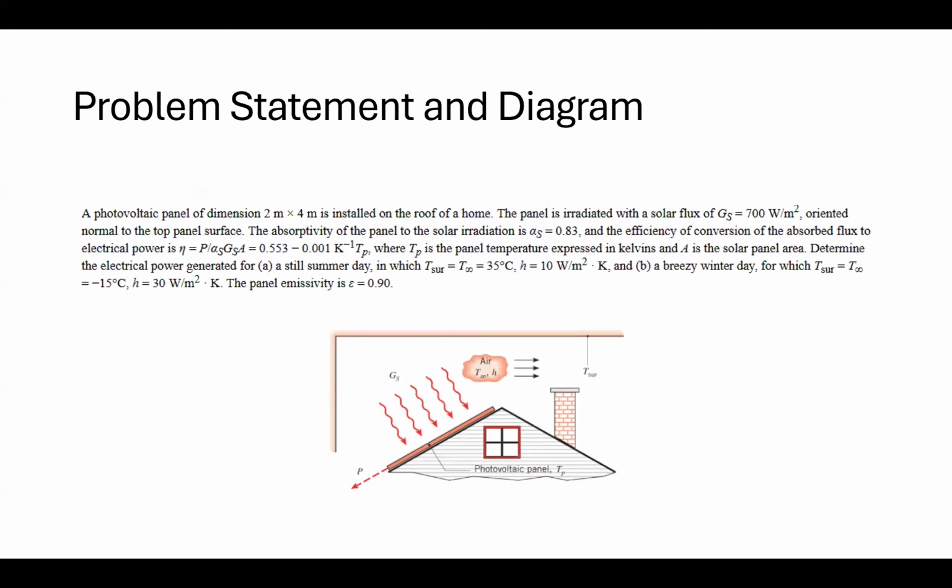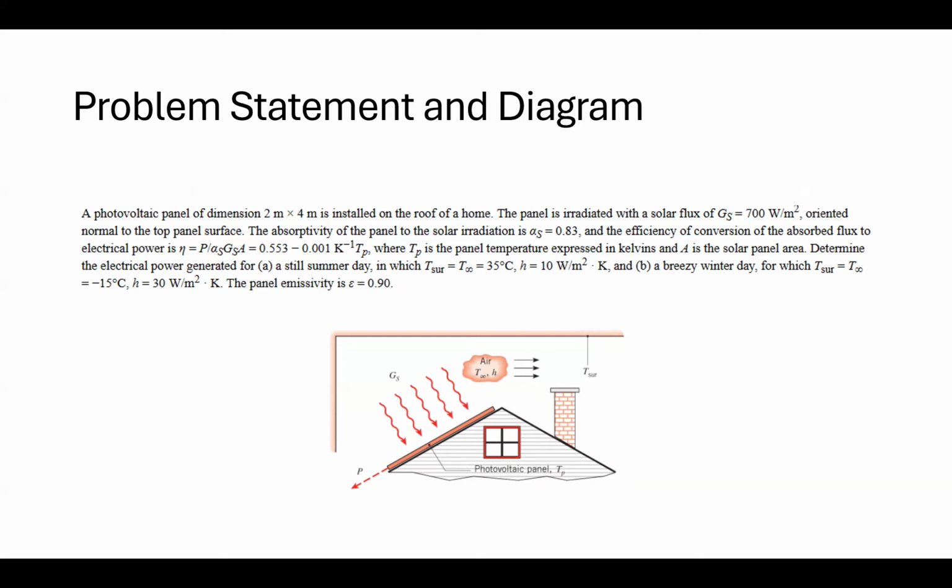So looking at our problem statement, we're told that we have a photovoltaic panel that is 2 by 4 meters installed on the roof of a home. This panel is irradiated with a constant solar flux of 700 watts per square meter. The absorptivity of the panel is 0.83, and we're trying to find the electric power that is generated by the panel. We're given this efficiency of electric power generation, which is a function of the panel temperature.